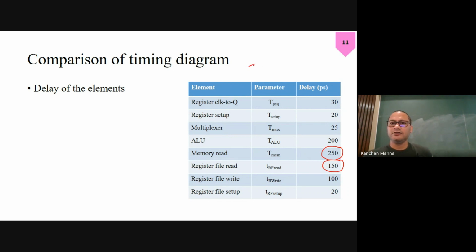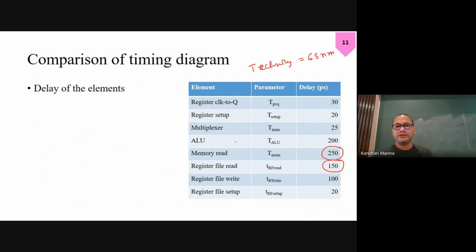We have considered that the technology is 65 nanometer, that we have discussed in previous classes. Based on that, we have designed these components. Memory we already have, and the register file is also there. Now we want to distribute them in such a way that each stage can take almost equal amount of time. Got it?